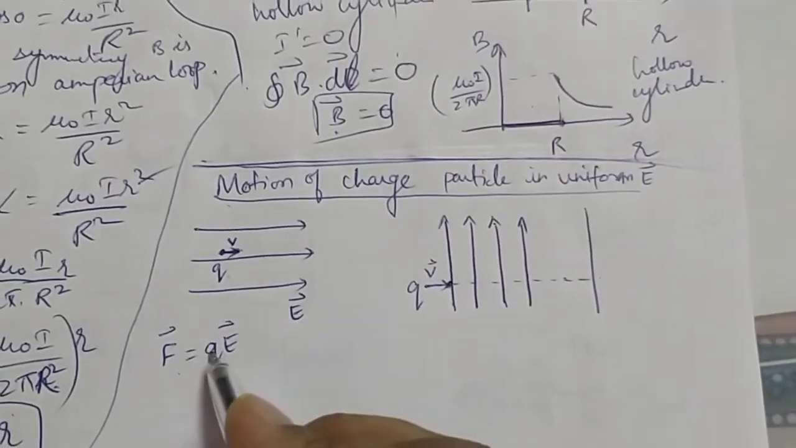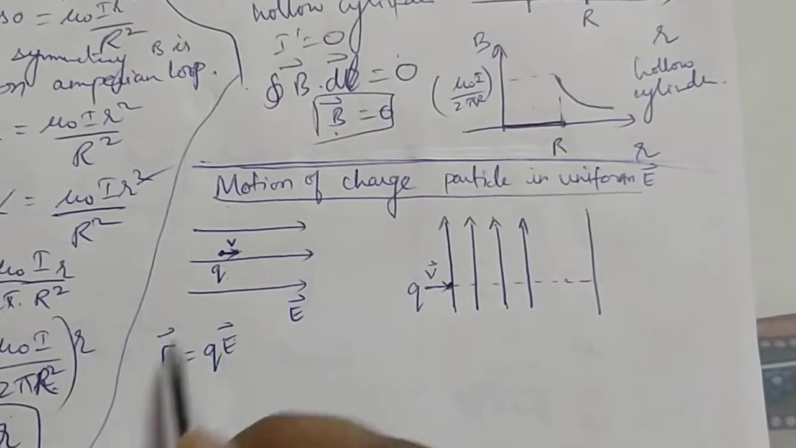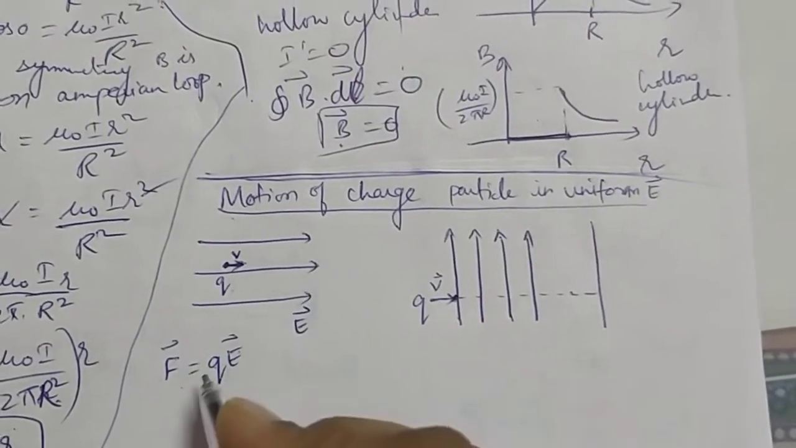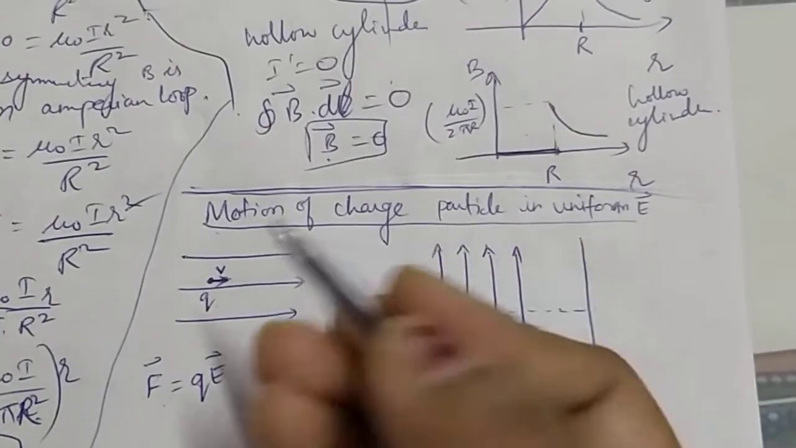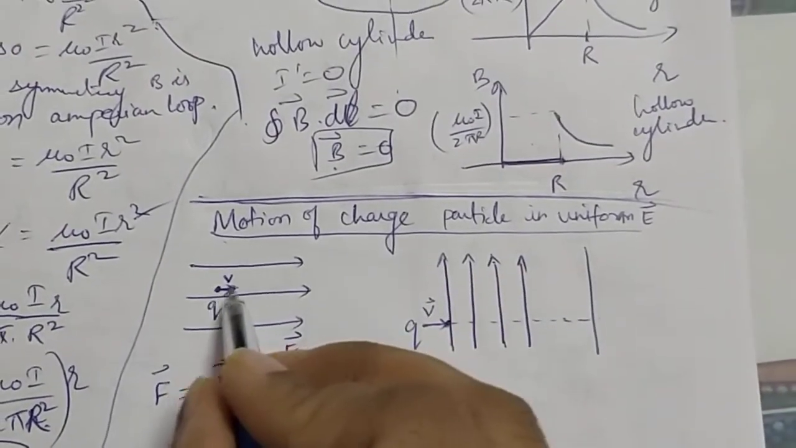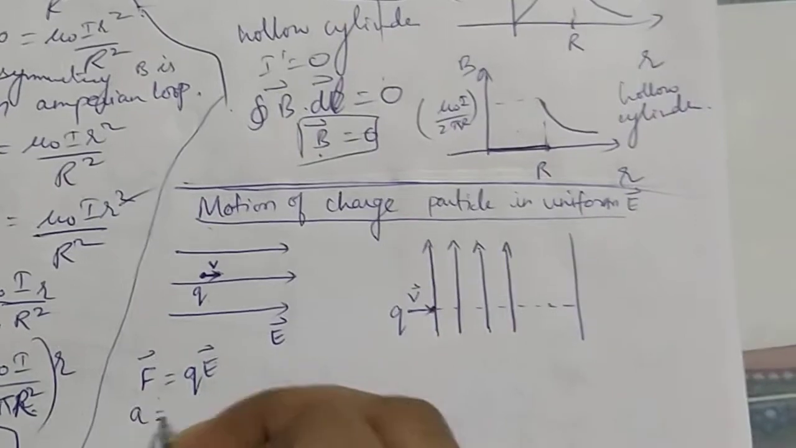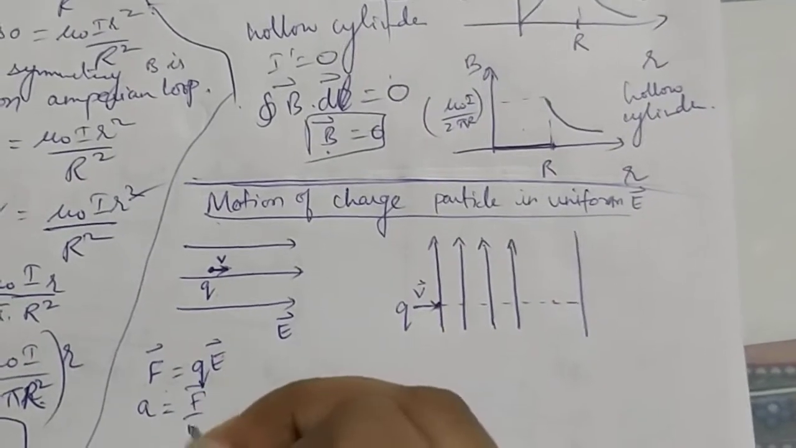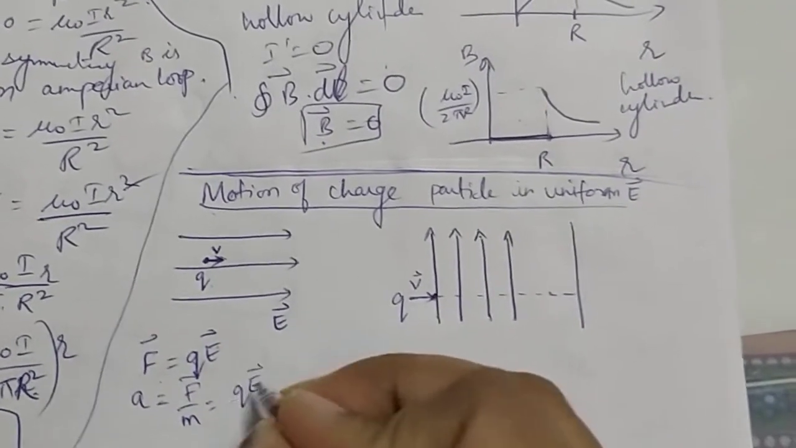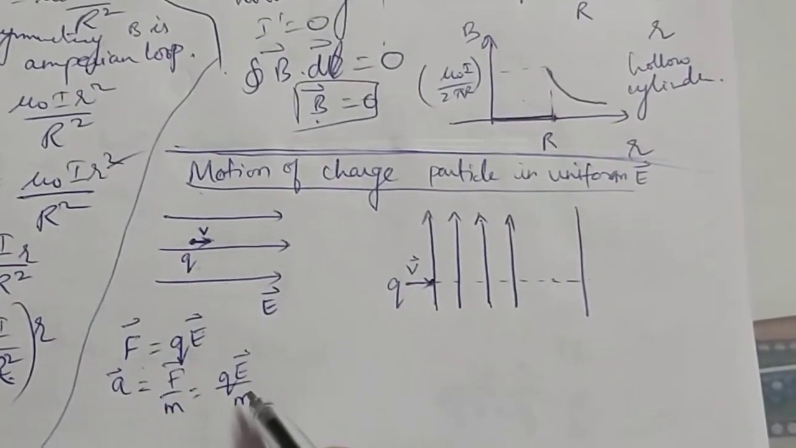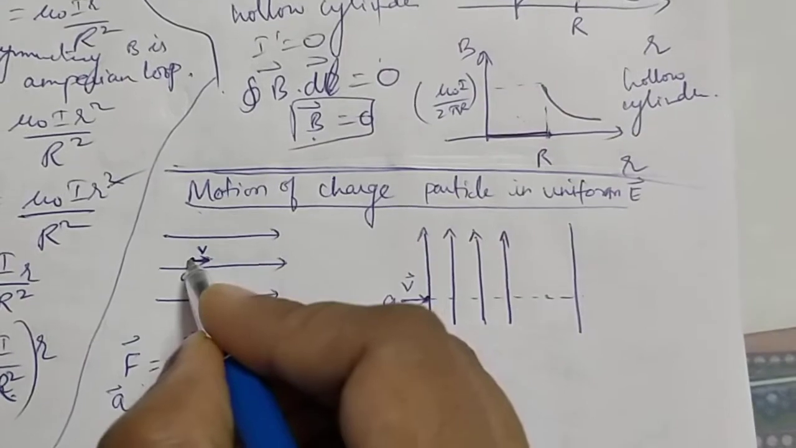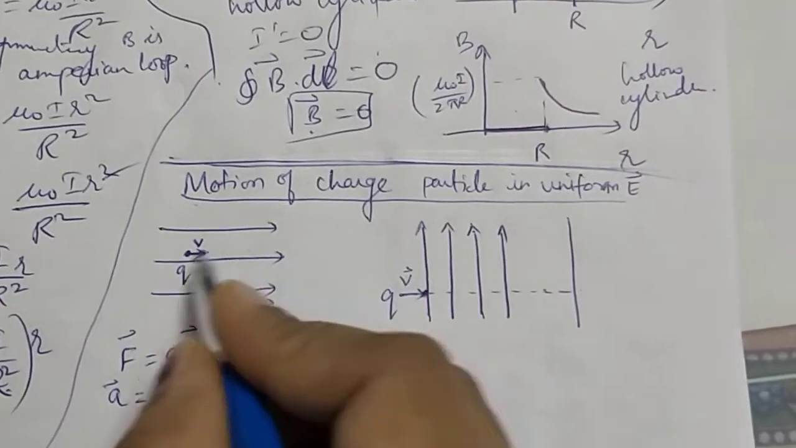If it is a positive charge, the direction of electric field and force will be the same, that means this direction. If it is a negative charge, it will be opposite. Because I've taken just charge Q, if it is positive, it is experiencing force in this direction. So what will be the acceleration? Acceleration is F by m, so QE by m, and the direction of acceleration is the same as that of the electric field for a positive charge.